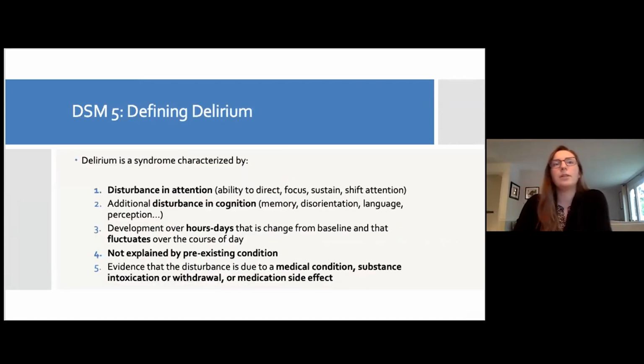So let's talk a little bit about delirium. First, delirium is a syndrome. It's characterized by 5 different elements in the DSM-5. Disturbance in attention, a disturbance in cognition, development over hours to days that fluctuates, and that's a change from baseline. It cannot be explained by a pre-existing condition. And finally, there must be evidence that the disturbance is due to a medical condition, substance intoxication or withdrawal, or a medication side effect.